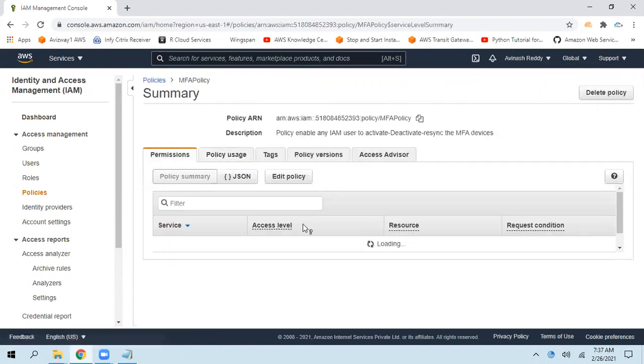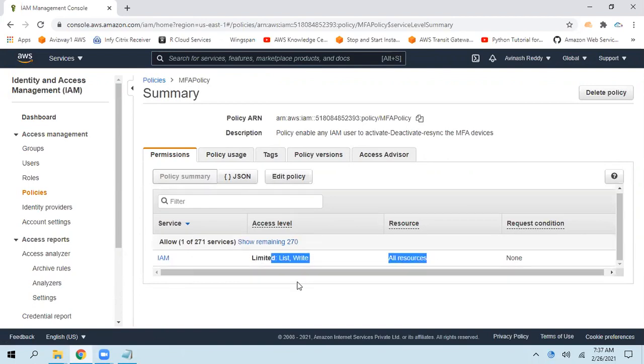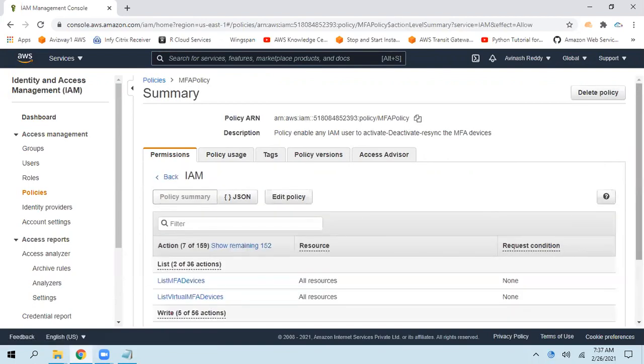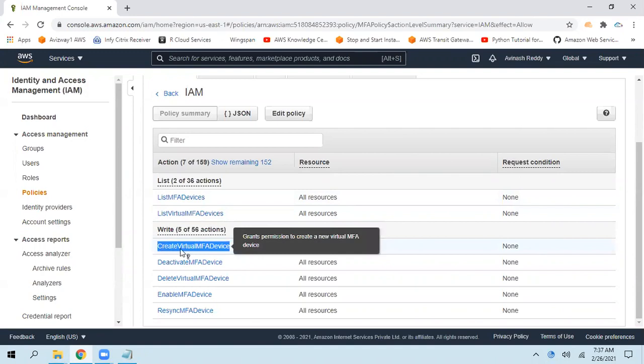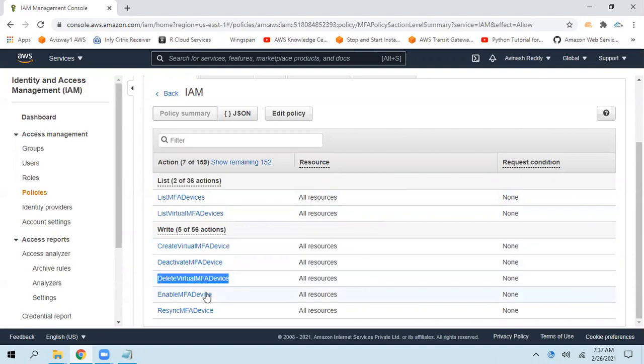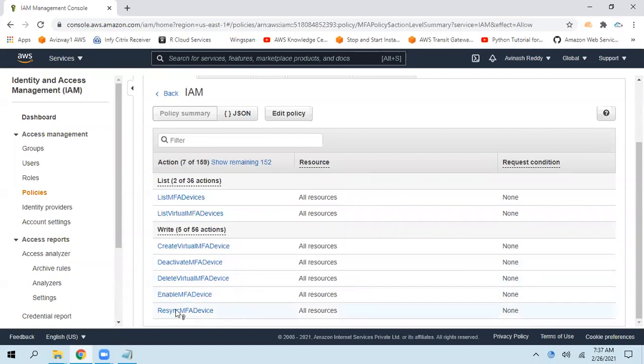Here is a policy. Whenever you associate this policy within IAM, we are giving limited access. We need to give list MFA devices, list virtual MFA devices. Without listing, you cannot perform anything. On top of that, create virtual MFA, delete virtual MFA, enable, deactivate, and resync if he is facing an issue. These are the permissions you must provide to an IAM user.